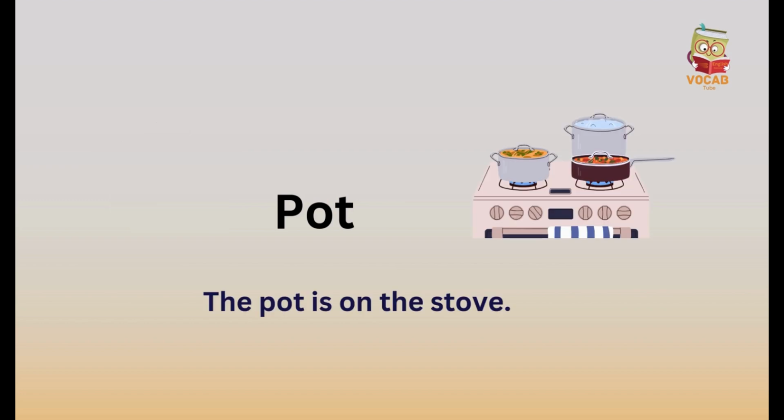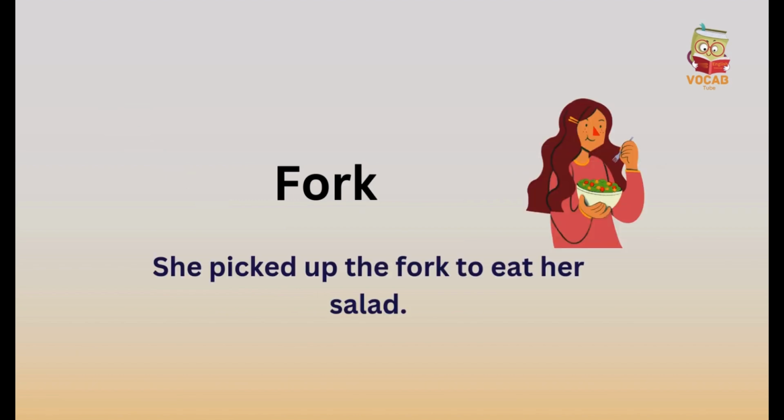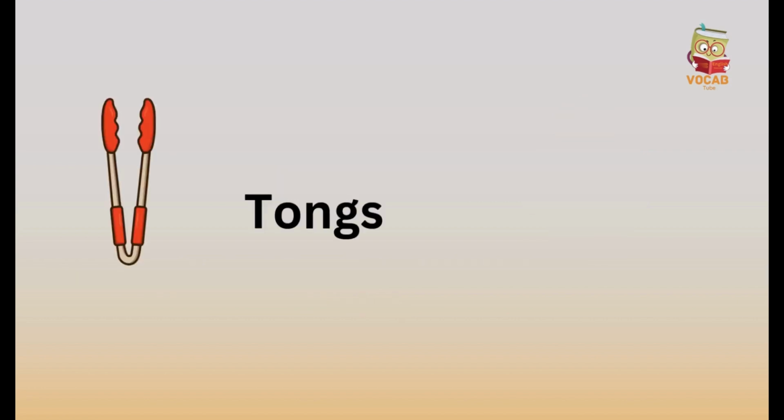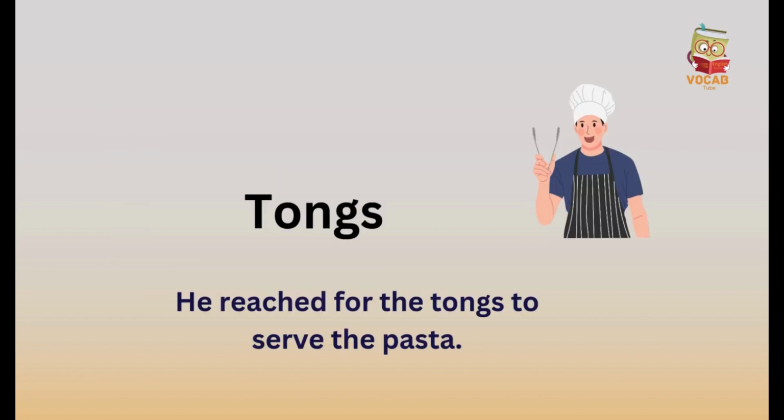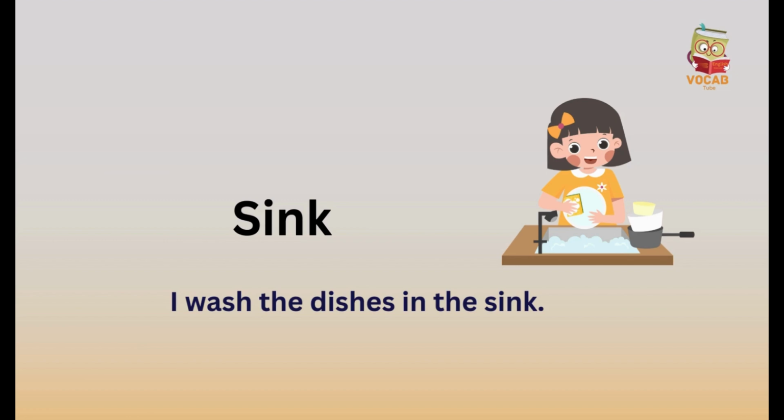Pot. The pot is on the stove. Fork. She picked up the fork to eat her salad. Tongs. He reached for the tongs to serve the pasta. Sink. I washed the dishes in the sink.